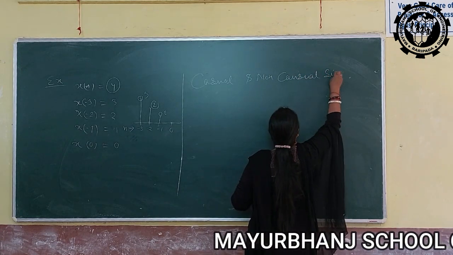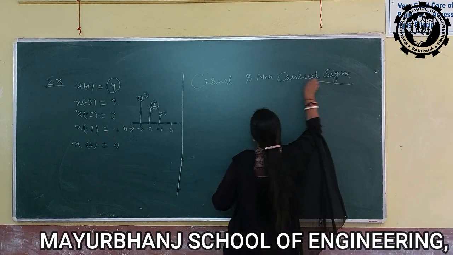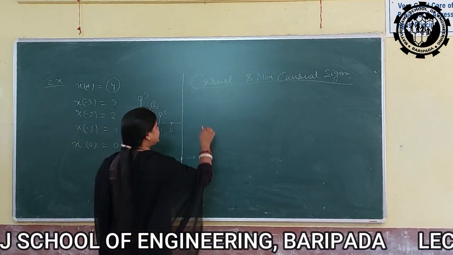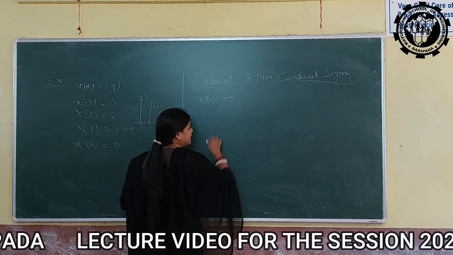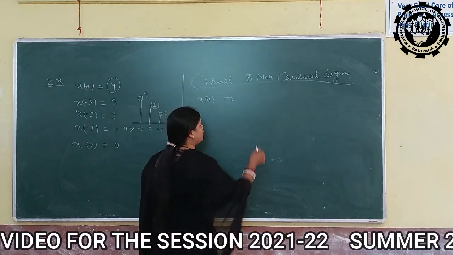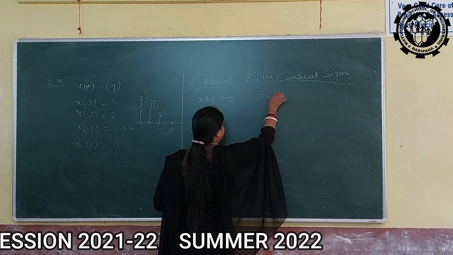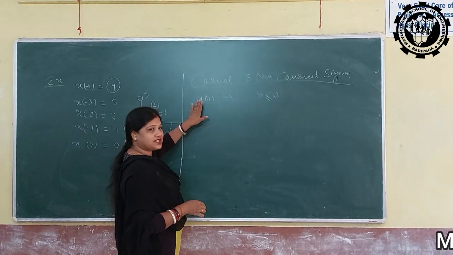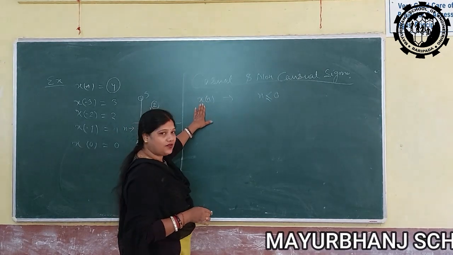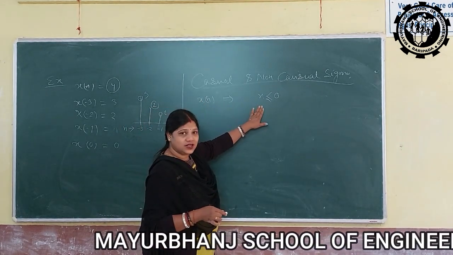Casual and non-casual signals. So what is a casual signal? The signal x of n is said to be a casual signal if all its values are 0 for n less than 0.